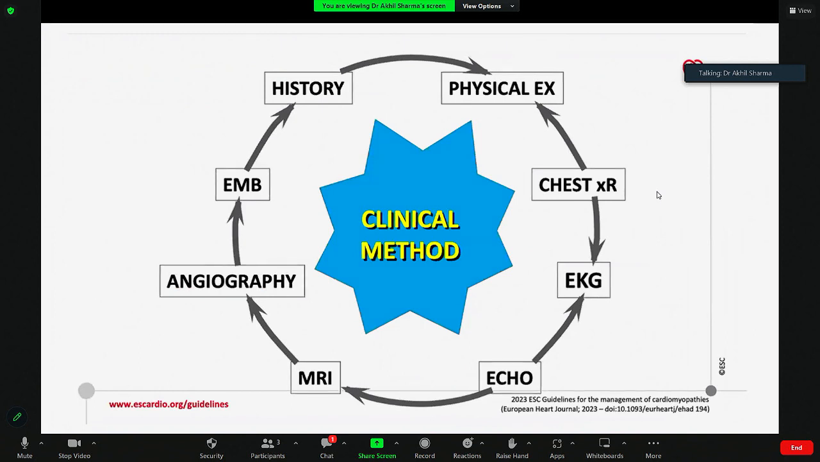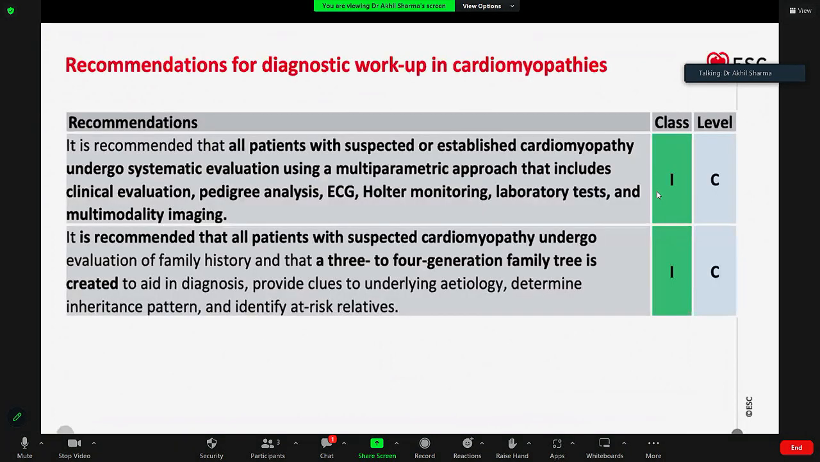I want to emphasize that a very easy or cheap investigation like the ECG has as much significance as the endomyocardial biopsy. Any of the steps, from the history to the endomyocardial biopsy, has its own significance. So we should give specific attention to each and every step, starting from history to the endomyocardial biopsy. Then we come to the recommendation of the different diagnostic workup.